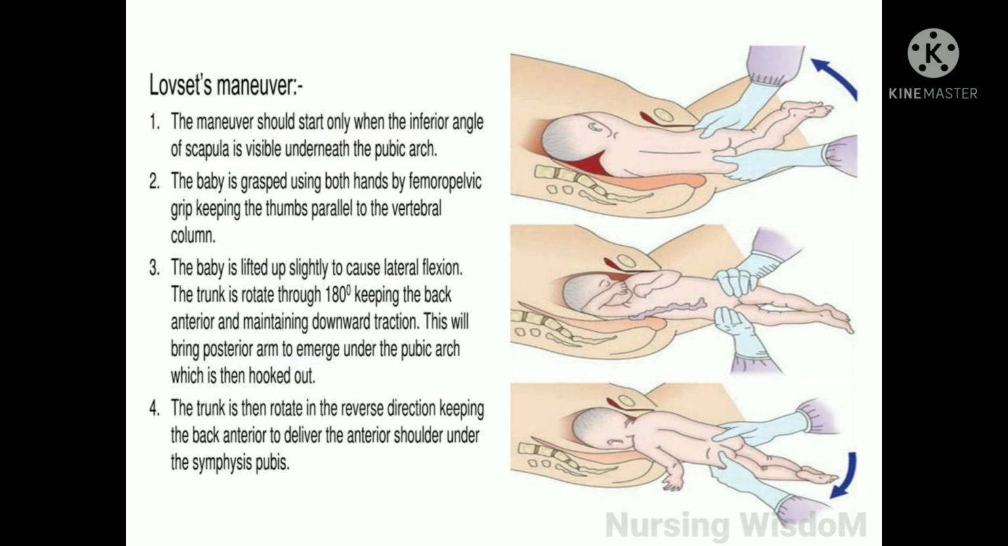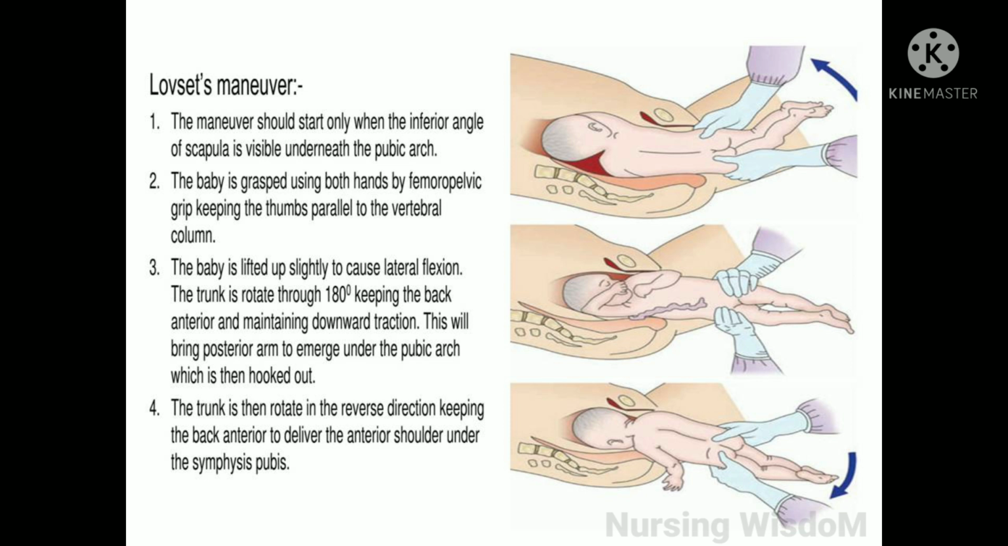Løvset's maneuver. This maneuver is applied during breech delivery. It helps to deliver the arms. The maneuver should start only when the inferior angle of the scapula is visible underneath the pubic arch. The baby is grasped using both hands by femoropelvic grip, keeping the thumbs parallel to the vertebral column.